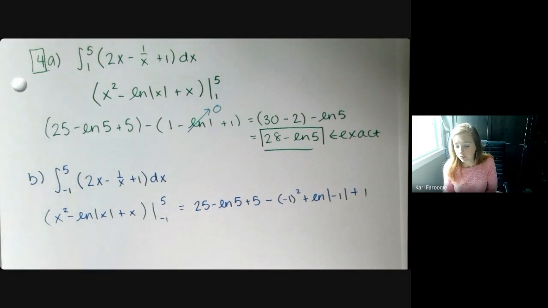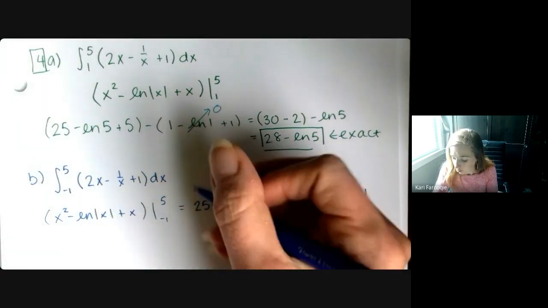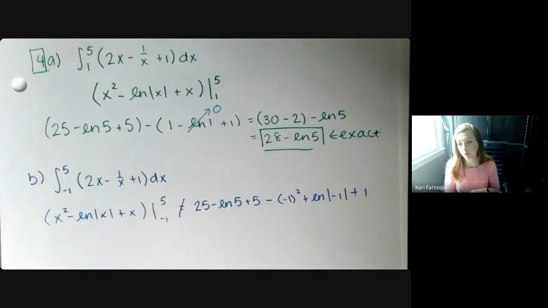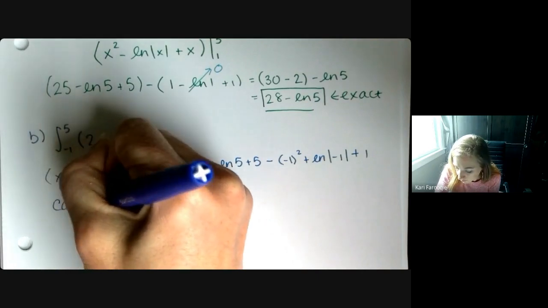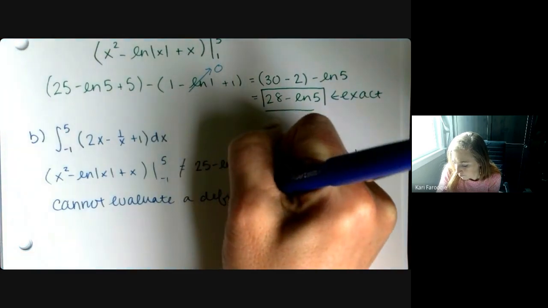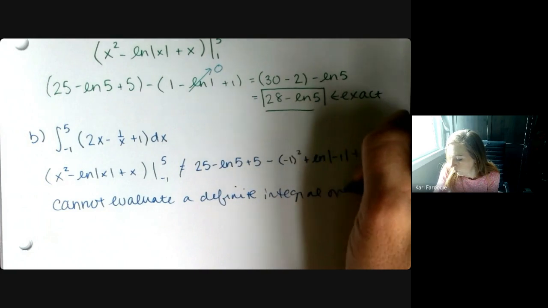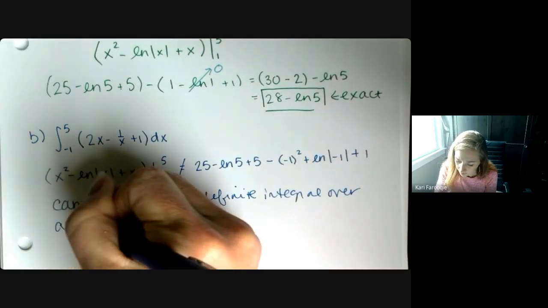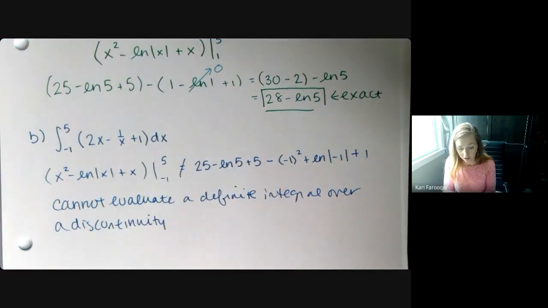Now, I don't think you're going to see much on your homework where they're trying to trick you, but I want you to see that even though this looks like it's something that you can compute, you actually can't compute it. We cannot evaluate a definite integral over a discontinuity. And in our case, we have a vertical asymptote at x equals 0.